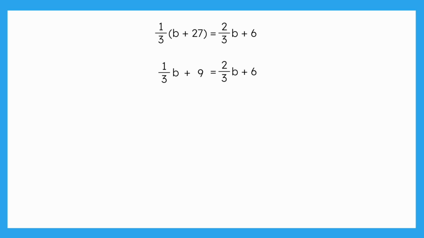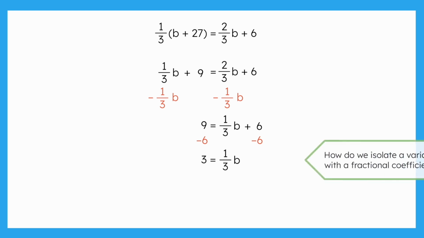Are we ready to solve? Yes, let's cancel one of these variable terms. I'm going to subtract 1/3 b from both sides. 2/3 b minus 1/3 b is just 1/3 b. Next, I'll subtract 6 from both sides, leaving me with 3 equals 1/3 b.